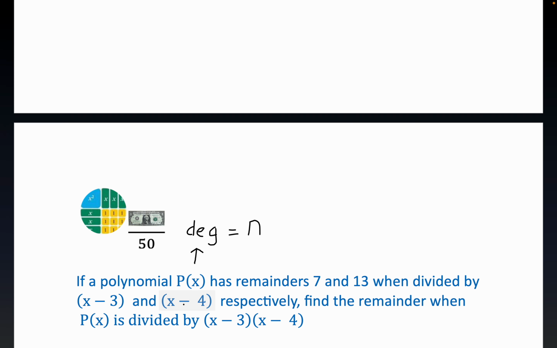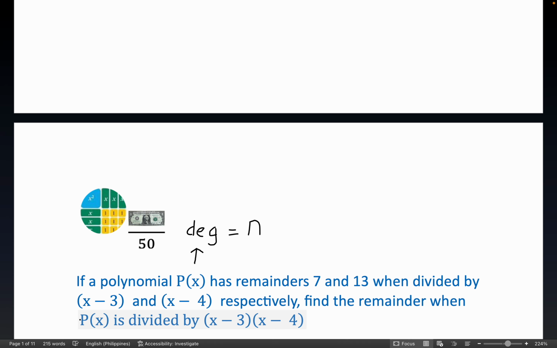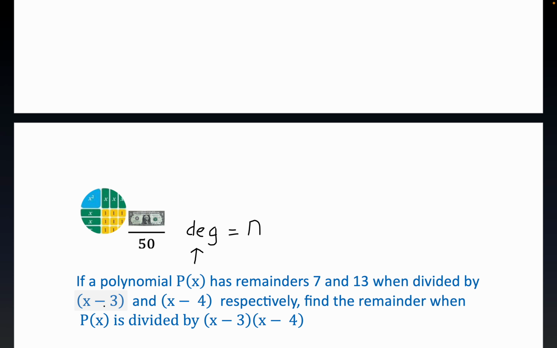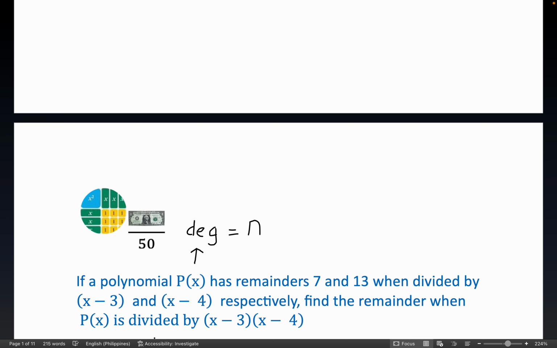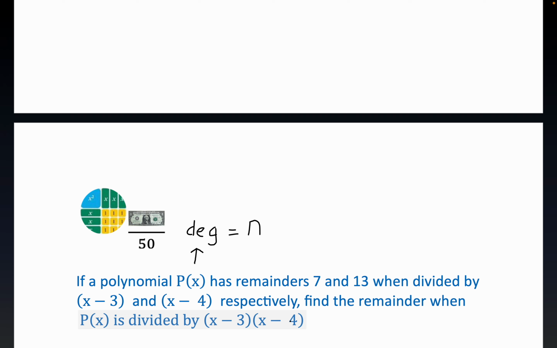Now this particular polynomial, and also I don't think it's important whether we stipulate if it has real or complex coefficients. We can say real if you want, but it probably could. Nothing we do here would be violated by having complex coefficients, I think. Now what we've been given is quite a bit of information. Hopefully it's readable. If a polynomial p of x has remainders 7 and 13 when divided by the linear factors x minus 3 and x minus 4 respectively, we want to find the remainder when p of x is divided by x minus 3 times x minus 4.